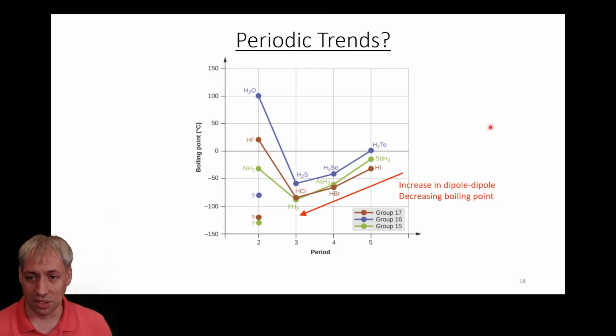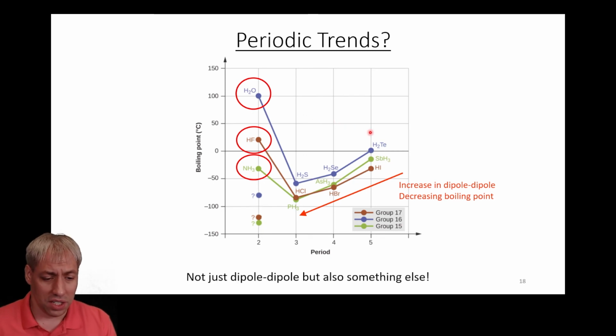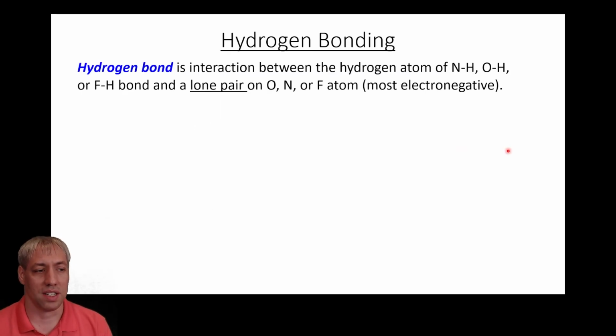And in science, it's great. Anytime we love fitting things with straight lines, because straight lines tell us we have a trend. If something doesn't fit that trend, it's because some new phenomenon is occurring. And that's exactly what's happening with H2O, HF, and NH3. And so the question is, what is it? We clearly know it's not just dipole-dipole. There's something else that's going on. And the answer in this case is hydrogen bonding.